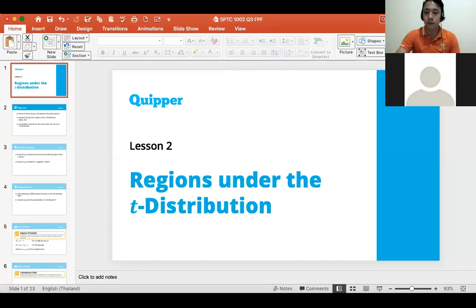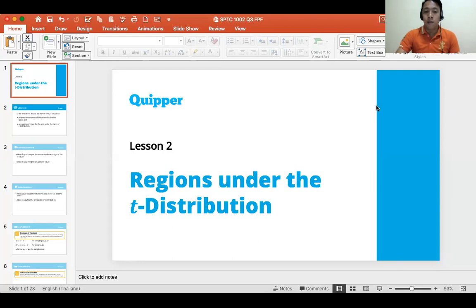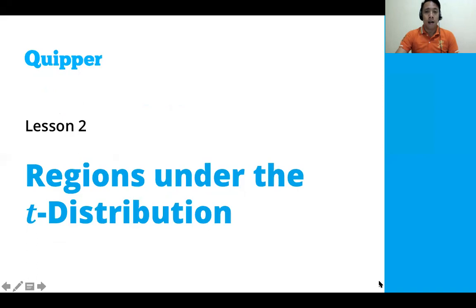So our topic will be regions under the T distribution. If you can still remember, one of the characteristics of the T distribution is that it also has a bell curve, right? So we also have the left and the right tail, correct? And one of the characteristics of the T distribution is that if we have a larger sample size, maximum of 30, because that will be the maximum for the T distribution, it will become the normal distribution, right? So that will be our main topic for today.